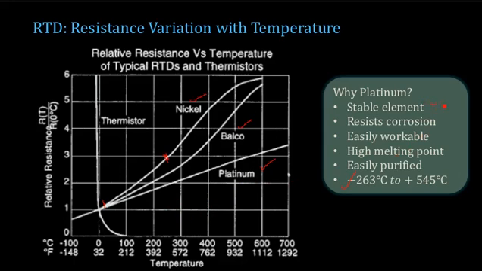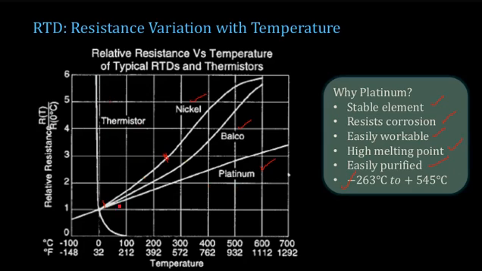Again, platinum is a stable element. It has less corrosion, and it is easily workable, or malleable. It has a high melting point, so that it does not melt with increase in temperature, and can be easily purified and processed, and formed in the form of resistors.